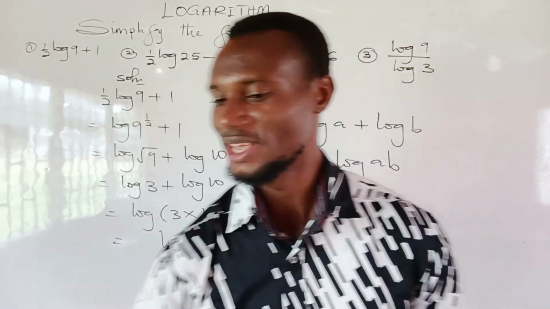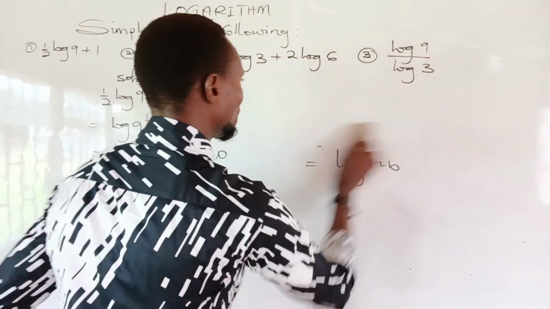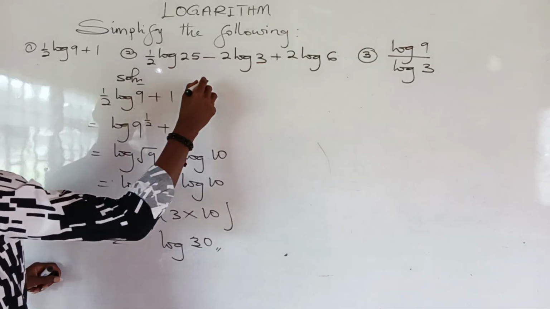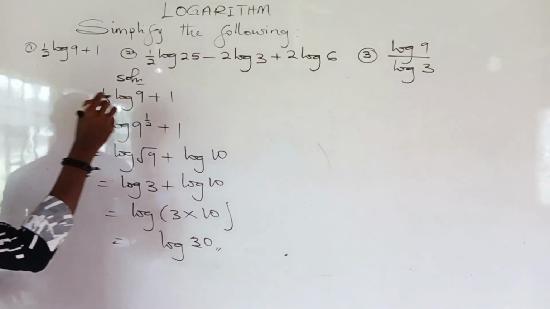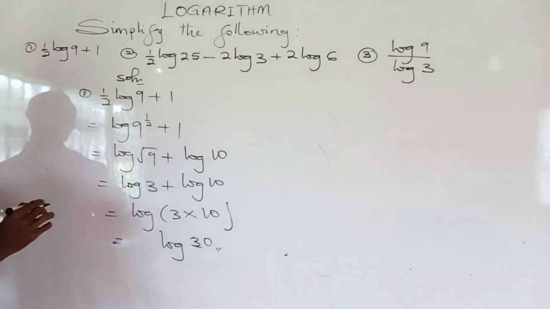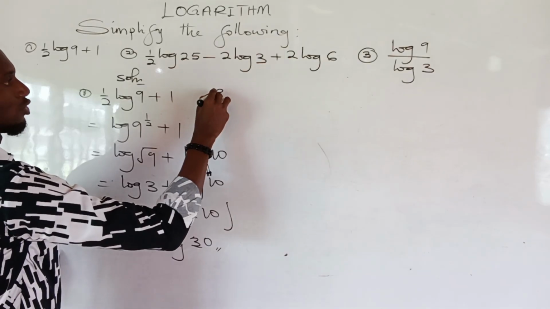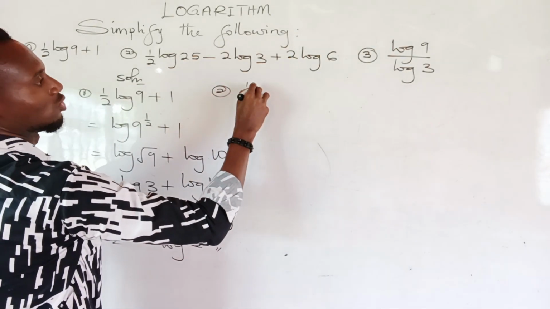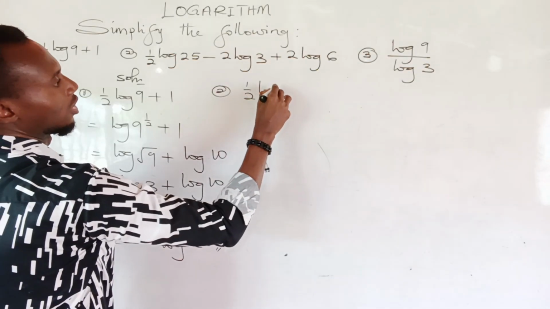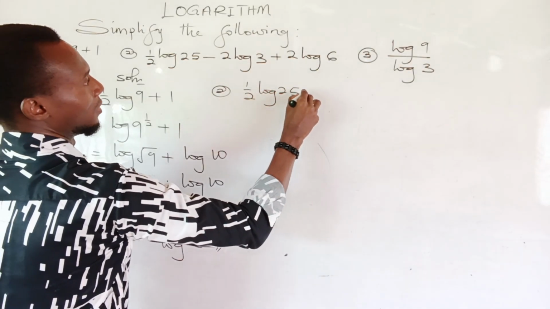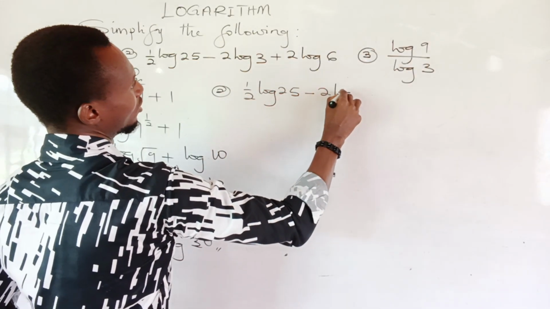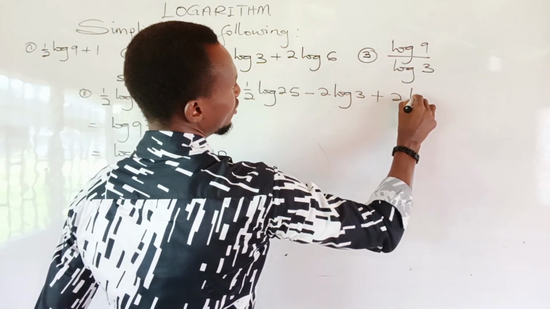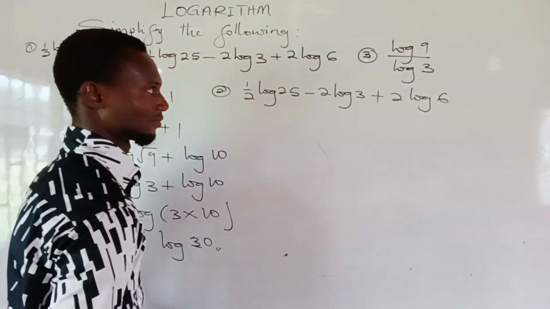So let me clean this from here and let's proceed with example 2. So now, example 2. So this is example 1. So let me take my example 2 and let's solve it together. So I have 1 over 2 log 25 minus 2 log 3 plus 2 log 6.